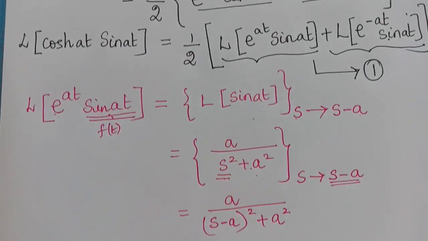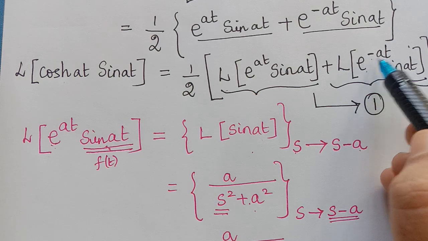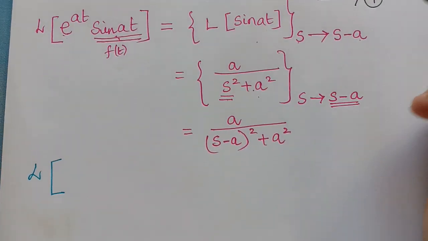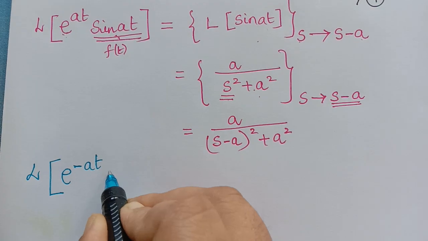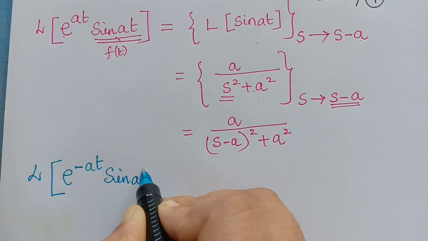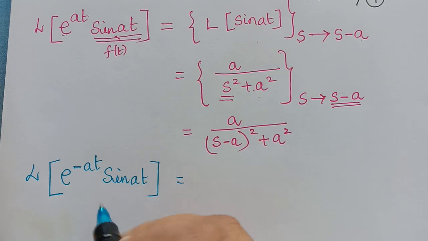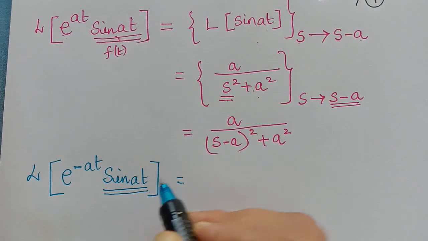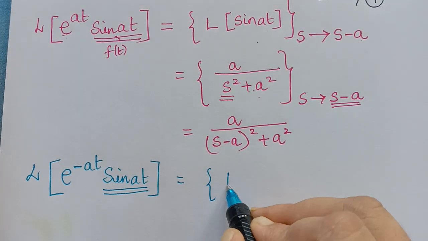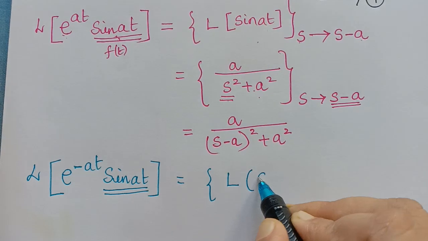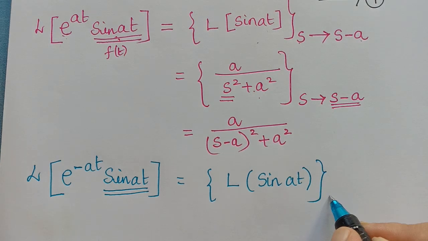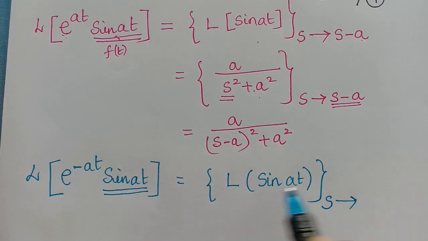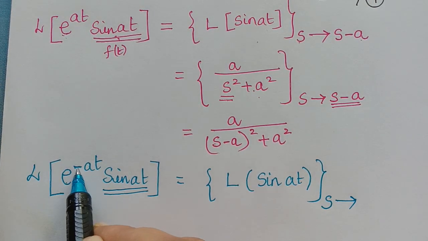What is the second term? It is e to the power minus at sin at. So we have to find the Laplace transform of sin at. Here, what is f of t? Sin at. In that, we have to replace s by, now here we have e to the power minus a.